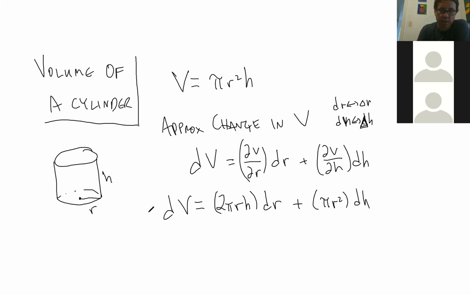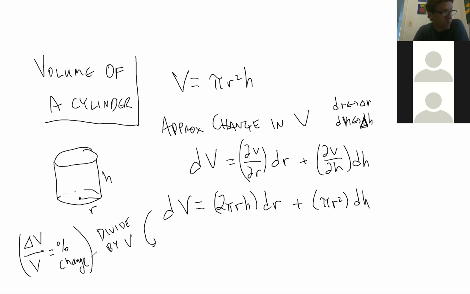Now, one more step is if I divide by v, then what I'm going to get is, if you take the change in something and divide it by the total amount, then this is the percent change. Maybe not too surprising. You know, if your bank account is $1,000, it goes up by $5. You take 5 divided by 1,000, that will be the percent change. So if I divide everything by v, then that will give me percent changes. So dv over v is the percent change in the volume.